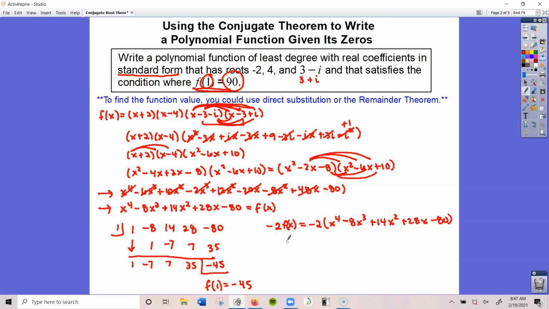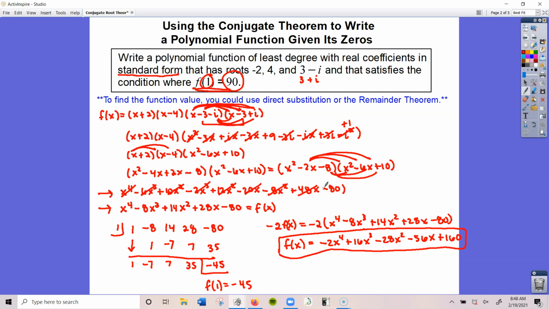We distribute the negative 2, and we would get that f of x, our final polynomial, is negative 2x to the fourth plus 16x to the third minus 28x squared minus 56x plus 160. And this would be my final answer. So remember, we're multiplying this negative 2 so that it satisfies that f of 1 would equal 90.